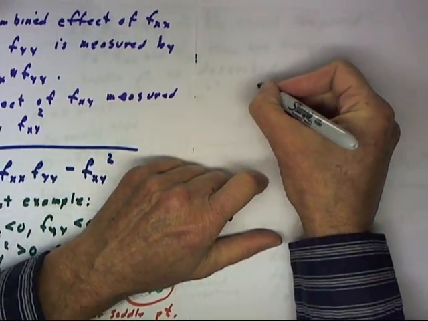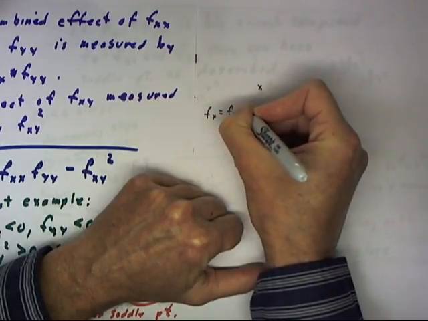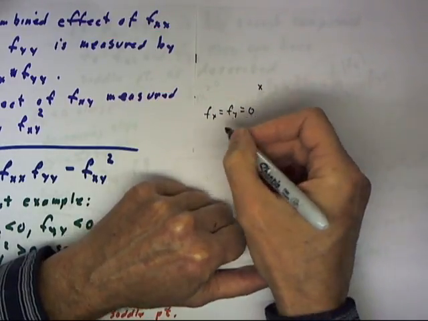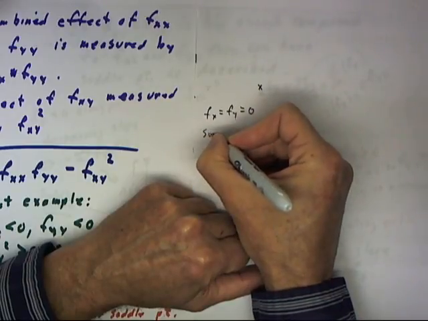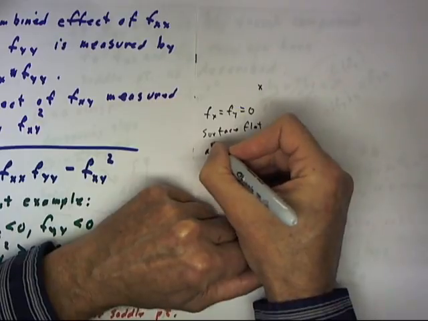We consider a point where fx equals fy equals 0. The surface is flat at this point.